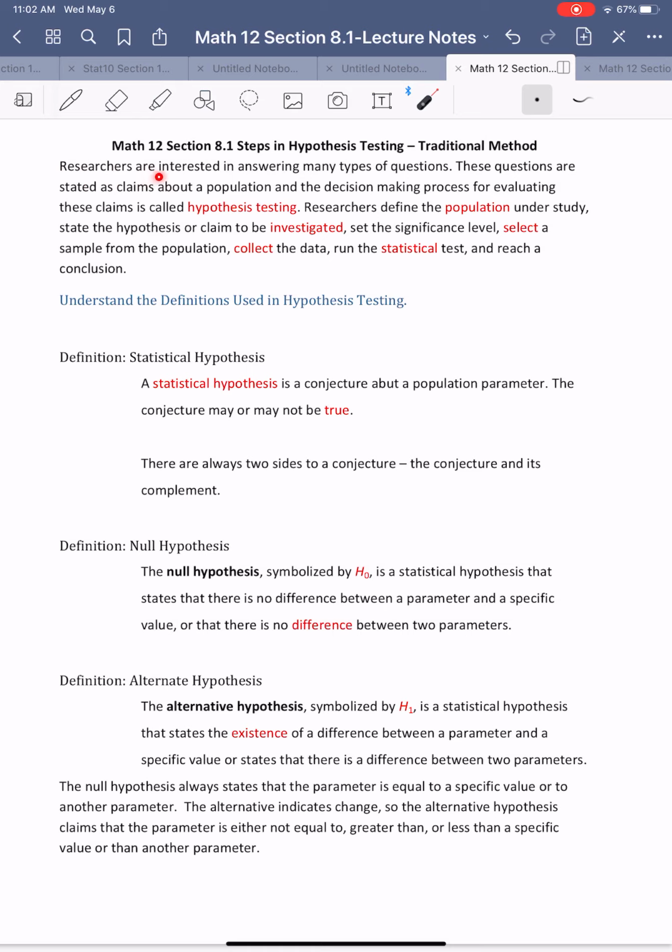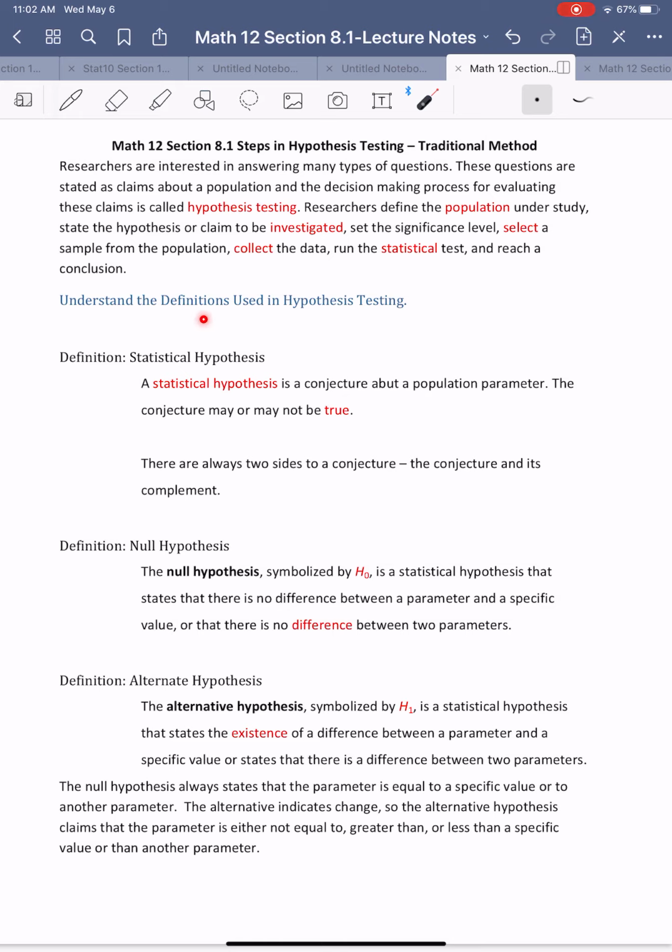Researchers are interested in answering many types of questions. These questions state a claim for the population, and the decision-making process for evaluating these claims is called hypothesis testing. Researchers define the population under study, state the hypothesis or claim to be investigated, set the significance level, which is alpha, and then select the sample from the population, collect the data, run the statistical test, and reach a conclusion.